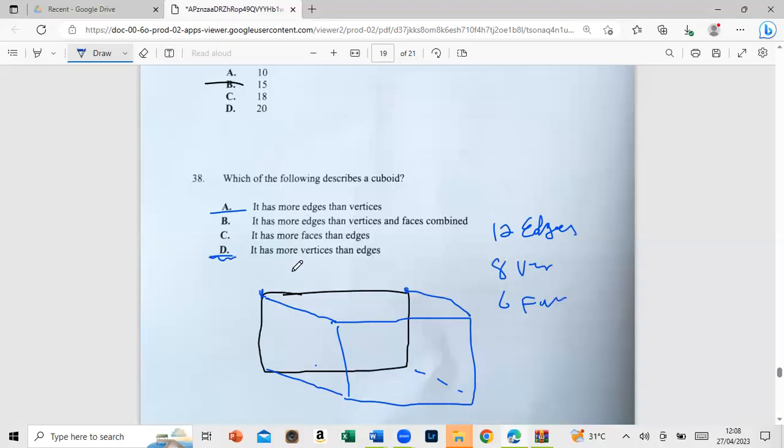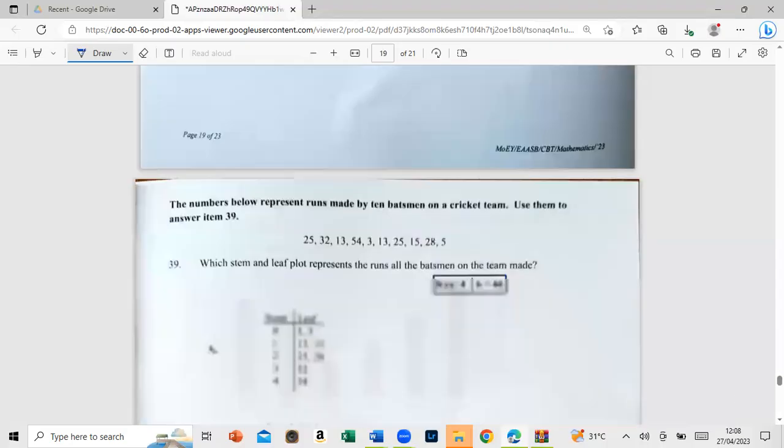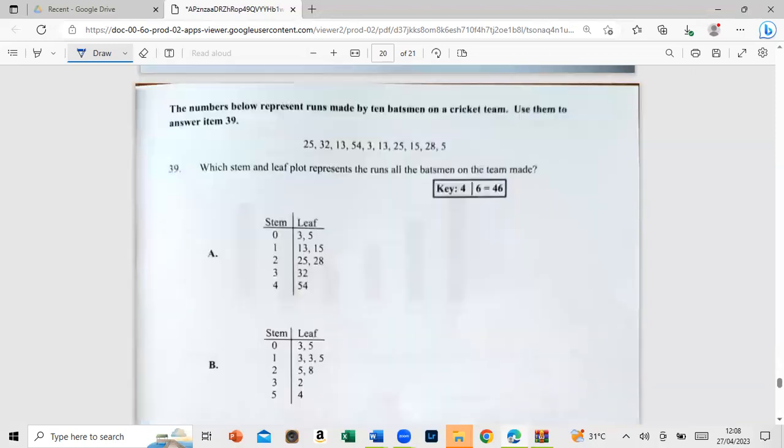It has more edges than vertices, which is 12 edges and 8 vertices. The rest of them are garbage. I like how they do the single one this time. And we reach the stem and leaf. The number below, let me pick up this one, guys, because it's kind of small.